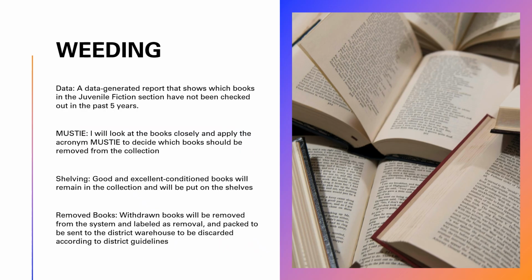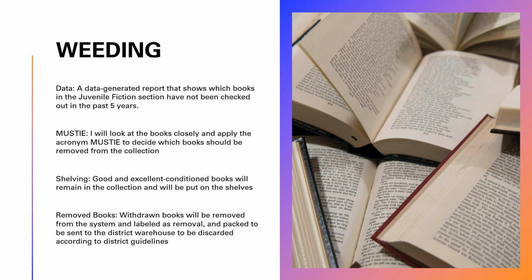The weeding process. I believe, yes, the process is effective. First, what you do is you take that data, a data generated report that shows which books in the juvenile fiction section have not been checked out in the past 5 years. We use the MUSTY method. I will then look at the books closely and apply the acronym MUSTY to decide which books should be removed from the collection.